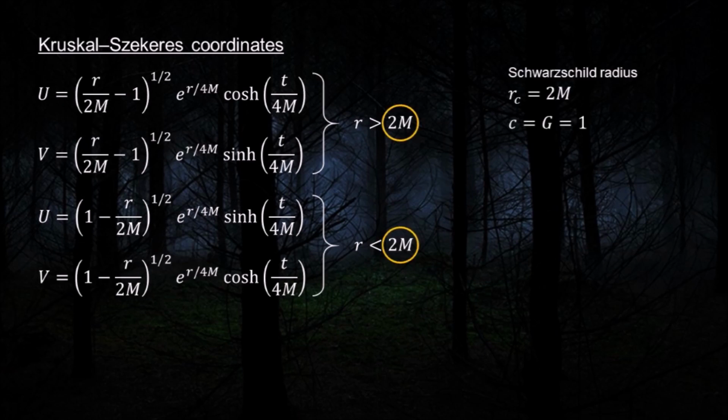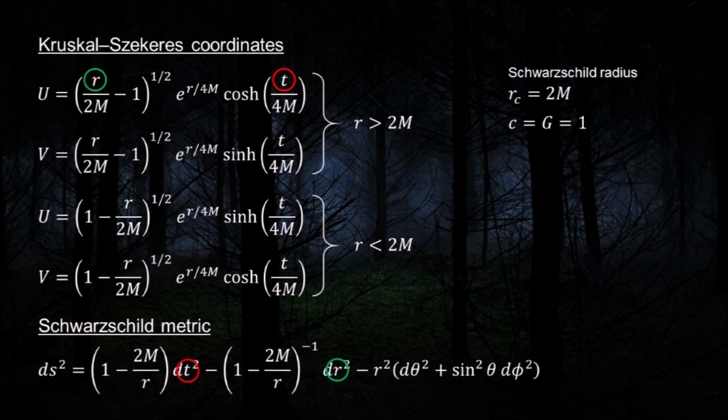2m is the Schwarzschild radius in units where the gravitational constant and the speed of light are both 1. r and t are the radial and time coordinates that appear in the Schwarzschild metric. We will leave the solid angle term untouched.